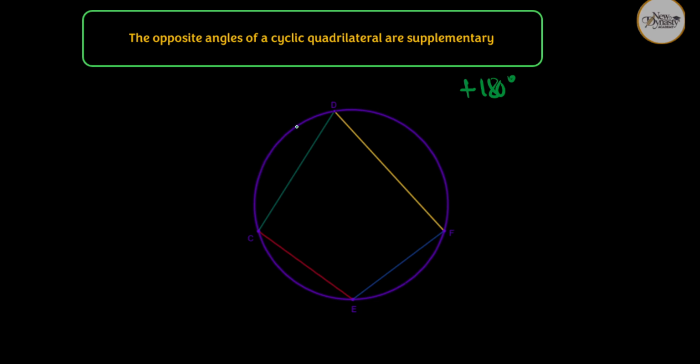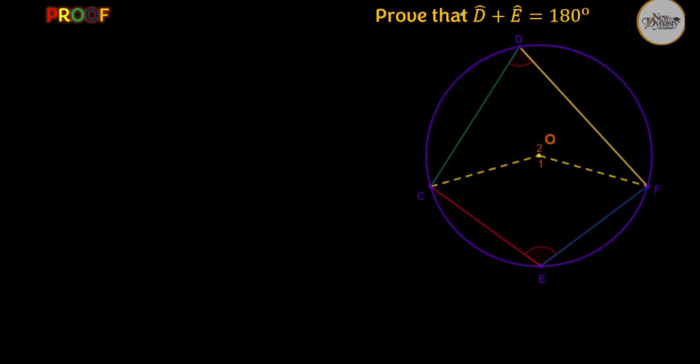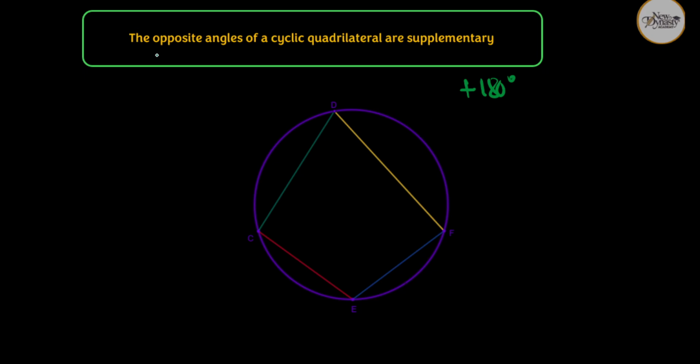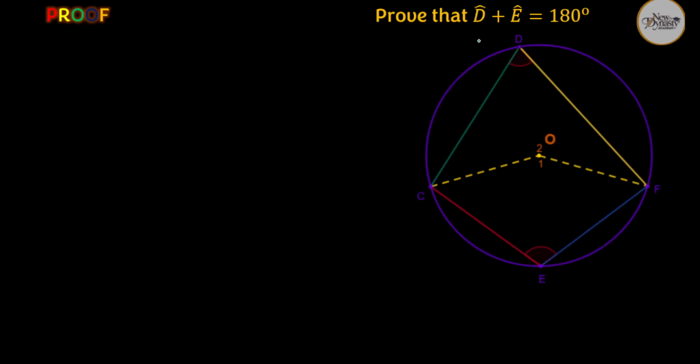So indeed, that is a cyclic quad, because why would all the 4 points be on the circle if it's not a cyclic quad? But we still need to prove that this is a cyclic quad. If we can prove that angle D plus angle E, which are opposite angles to each other, equals 180 degrees, that is going to be the cyclic quad. Why? Because the theorem says the opposite angles of a cyclic quad are supplementary. So we still need to prove that.